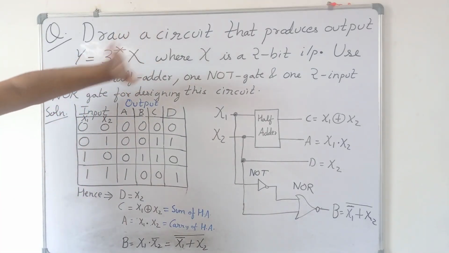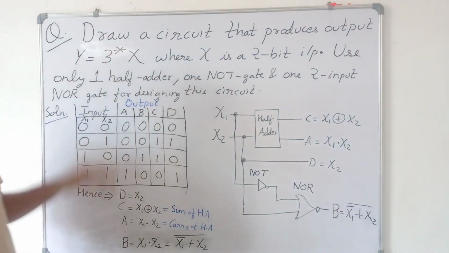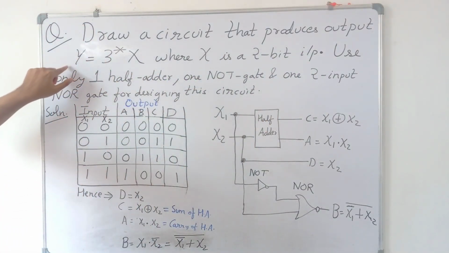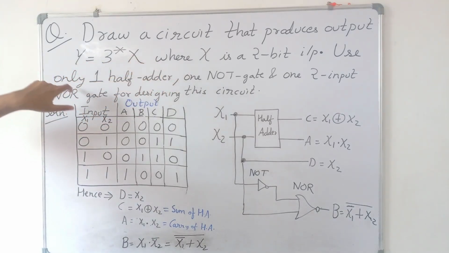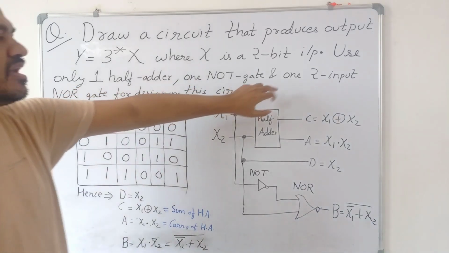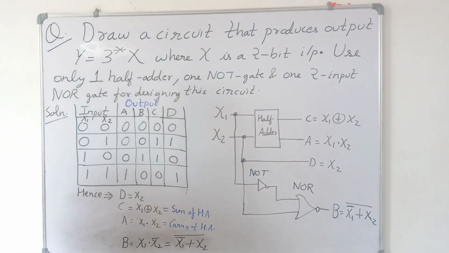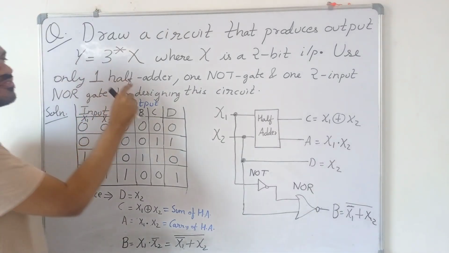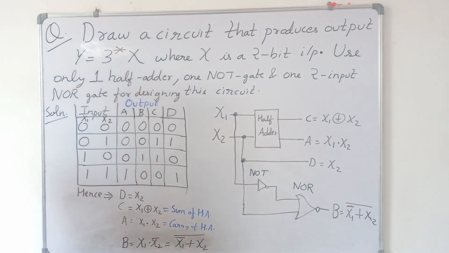So this is a multiplier circuit where X is a 2-bit input. We have to design a circuit to produce the output Y equal to 3 times X. We have to use only one half adder, one NOT gate and one 2 input NOR gate for designing this circuit, and we cannot use any other components. So we only have to use one half adder, one NOT gate and one 2 input NOR gate.